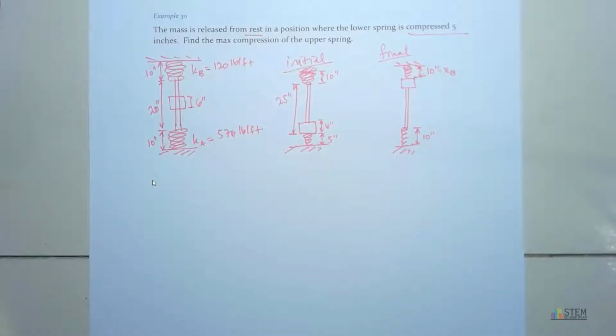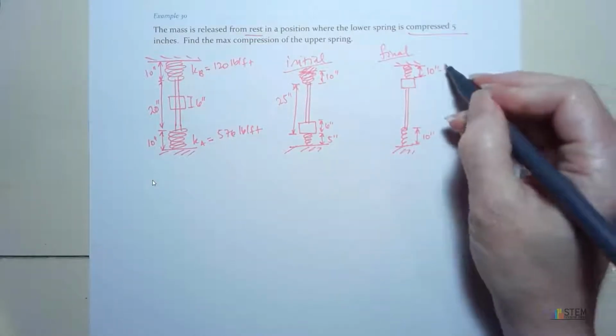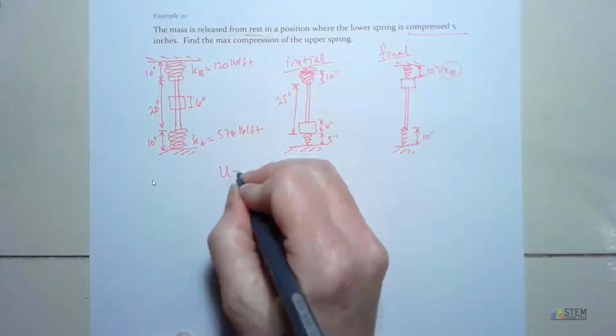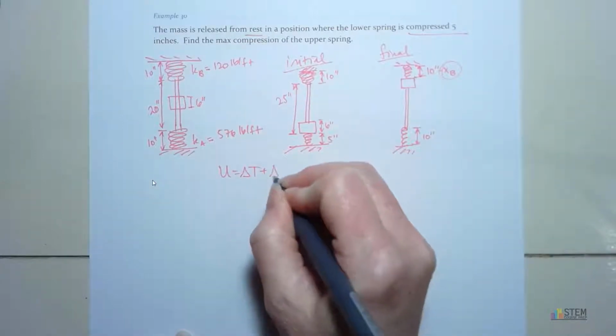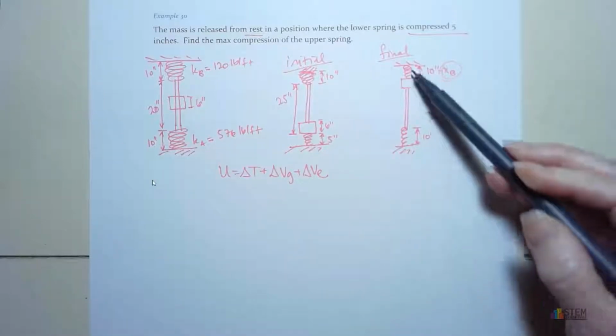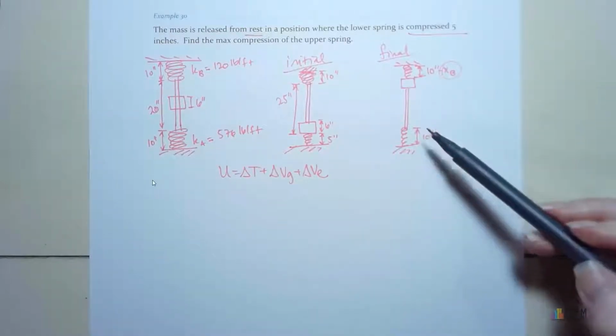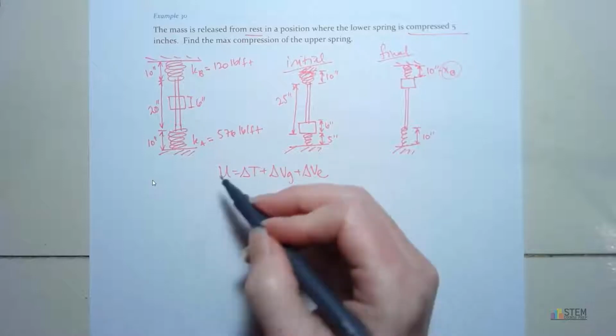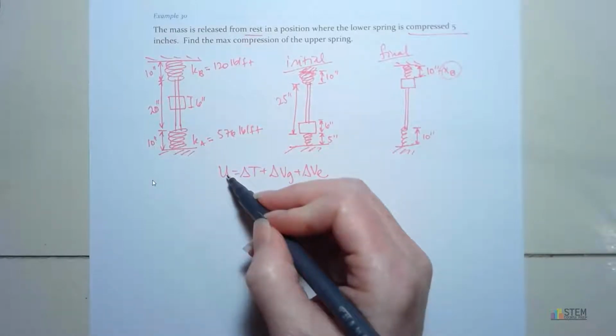So that's what we have in the final scenario. Okay, so I want to find this XB. This is what I'm looking for. I want to know how much that spring was compressed once that slider hits it. Now again, this is a problem where you want to use your potential energy to solve. All right, so this equation. We know this because we've got springs, we've got a change in height, we've got gravity, so this is a good choice.